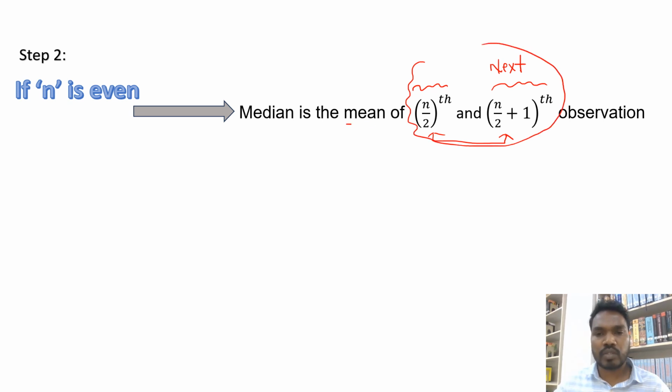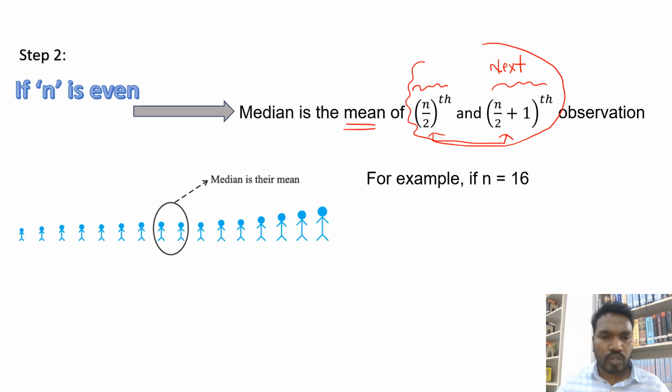That is what I mean to say here. When n is an even number, the median will be the mean of the n by 2th observation and the n by 2 plus 1th observation. For example, if n is 16, which is an even number, now look at the numbers here. I have the data points, and I arranged them in ascending order, right? If I take out the numbers one by one on both sides, I am left with the two numbers which cannot be divided again, right?